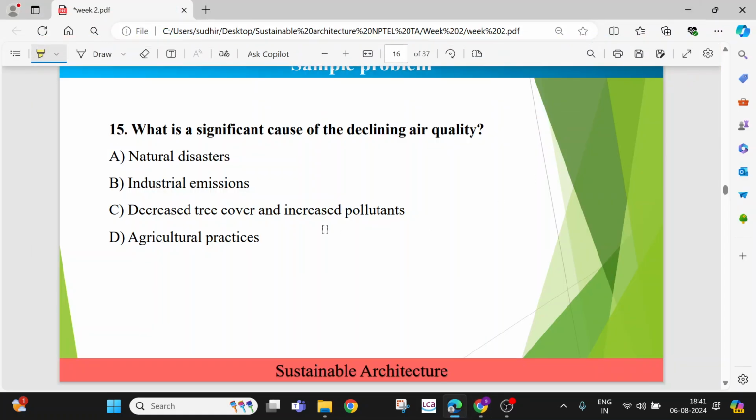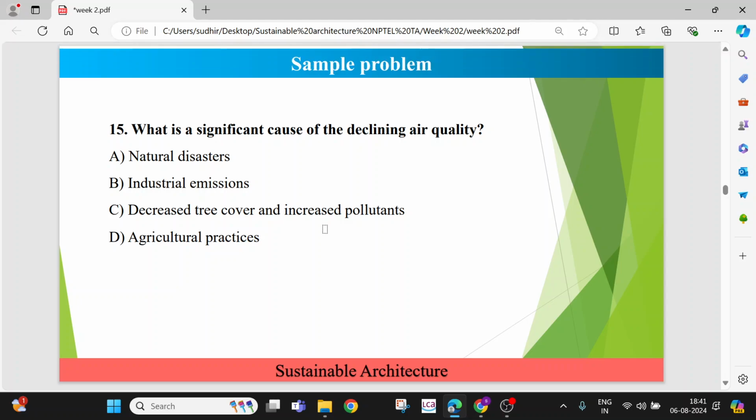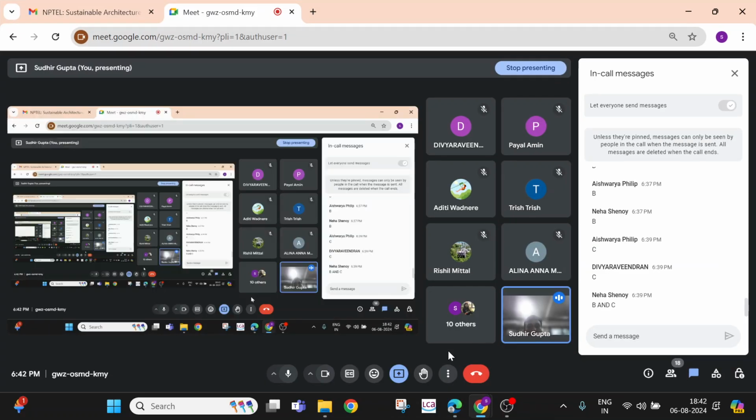So here is question number 15, the sample problem. All these have been discussed in the second lecture of week 2, where desertification and air quality reductions concepts have been discussed. Based on that, this question number 15 asks what is the significant cause of declining air quality? Some of you are giving answer B and some of you are giving answer C. So which answer is the correct answer, and we should lock. Let me see in the chat box if somebody is giving B and C. We have to choose only one of the answers out of the four options.